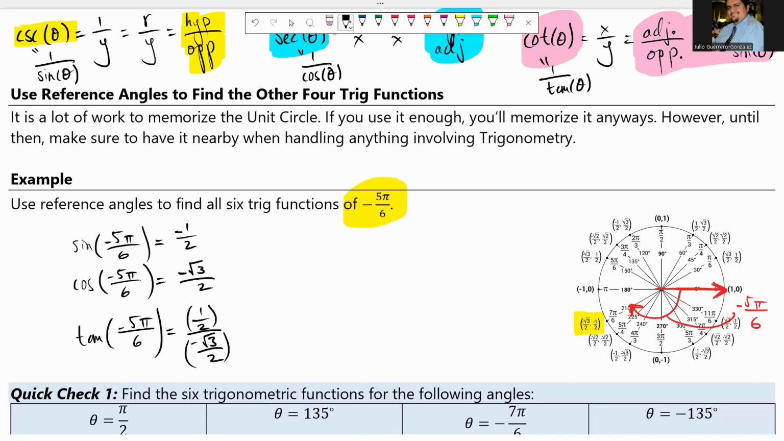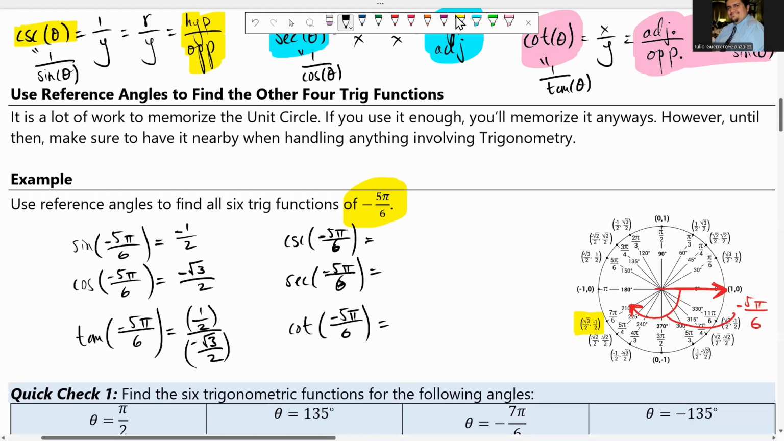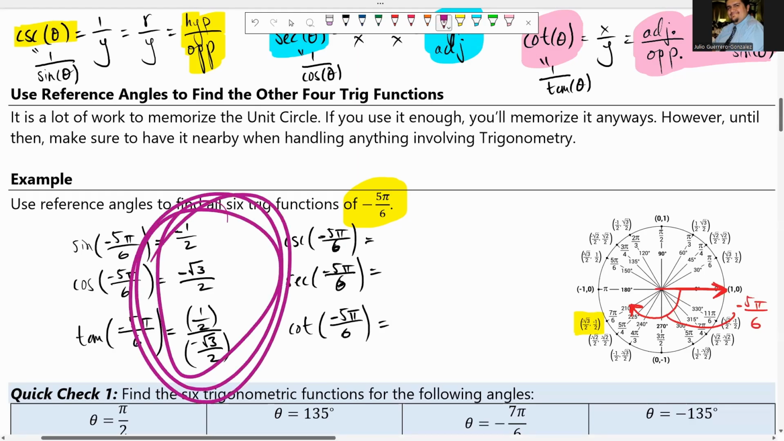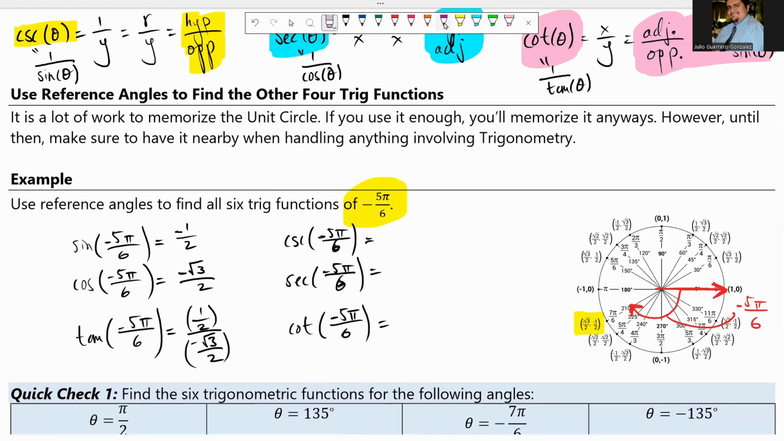Now, for the other three: cosecant of negative 5 pi over 6, secant of negative 5 pi over 6, and cotangent of negative 5 pi over 6. It's exactly how you think it's going to happen. It's going to be basically these values, and we're going to flip them. That's it.